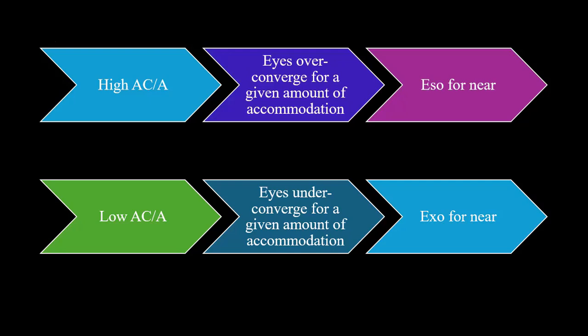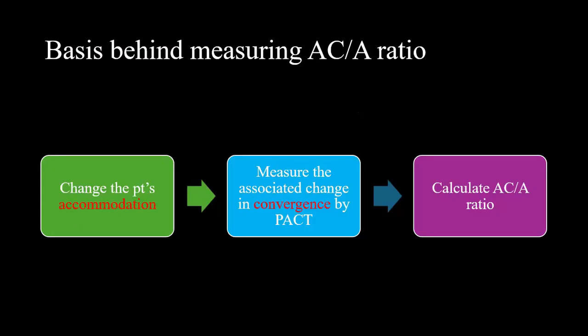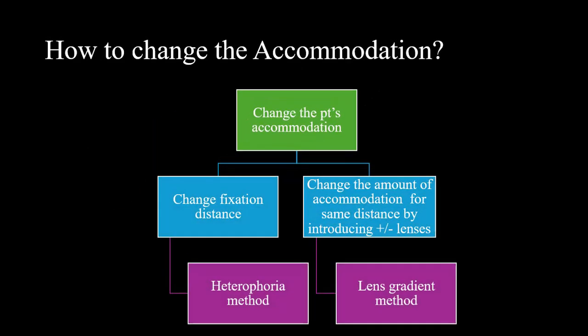Low AC/A ratio produces exotropia. The basis behind measuring the AC/A ratio is that you change the patient's accommodation and measure the associated convergence with the prism and alternate cover test. This will help us calculate the AC/A ratio. So how can we change the patient's accommodation? Either we change the fixation distance, or we change the amount of accommodation by using lenses.